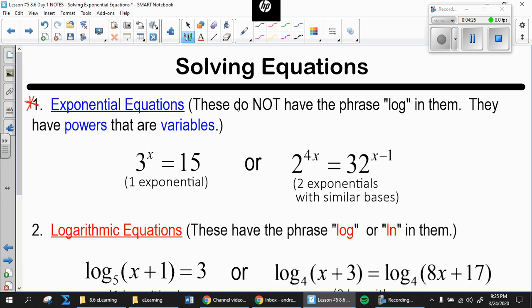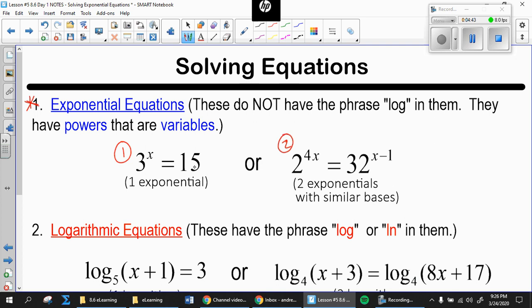It's an equation that has a power that's a variable. So no log in the equation. We're going to look at two different types. The first type that we're looking at is this one here. We will look at this one tomorrow. The first type we're going to look at today just has one exponential here.